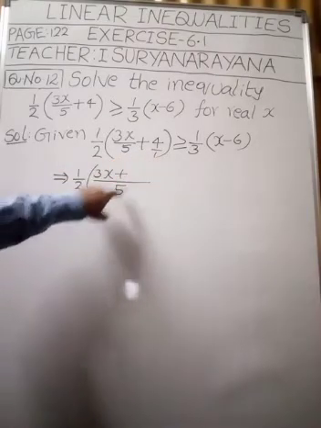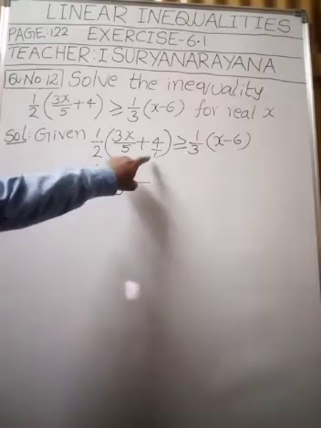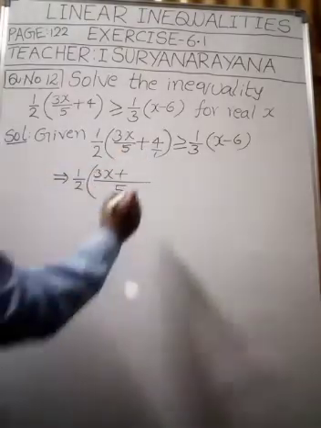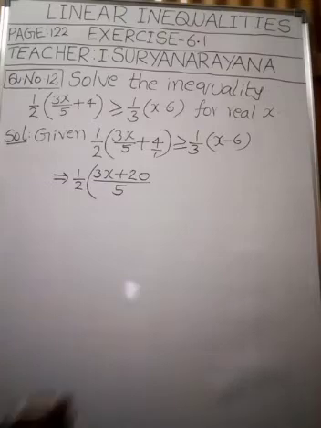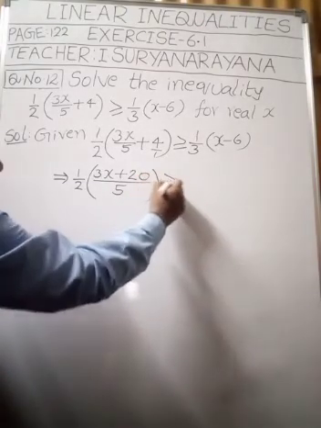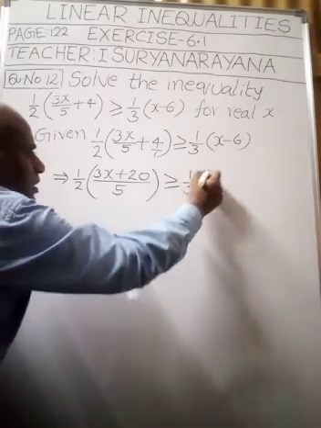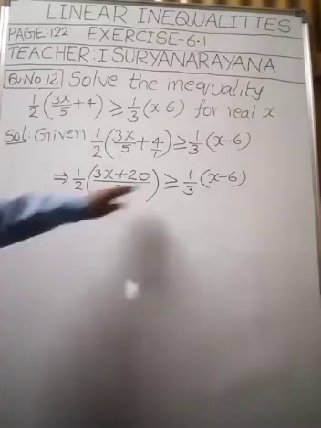1 into 5. 1 table, how many times does it go here? 5 times. So 5 into 4, what will you get here? 20. Understood this second term, my children? Right. This is greater than or equal to 1 by 3 of x minus 6. Okay, my children, understood this step?